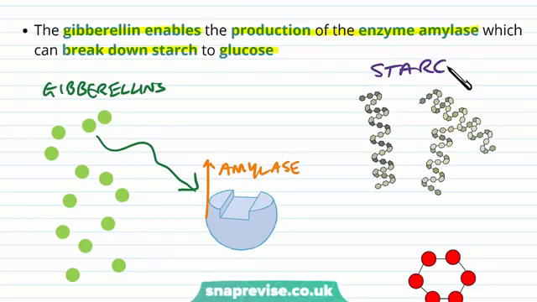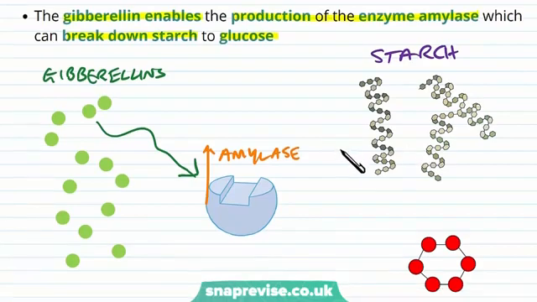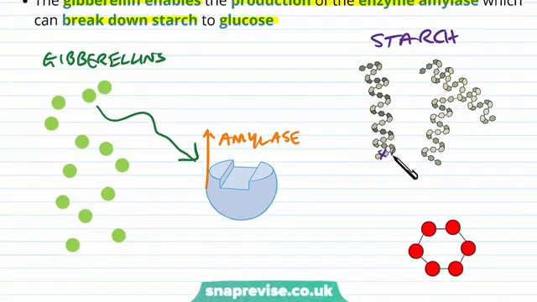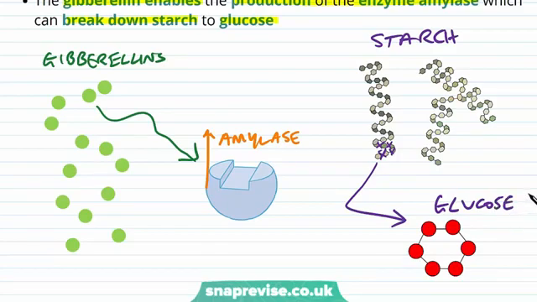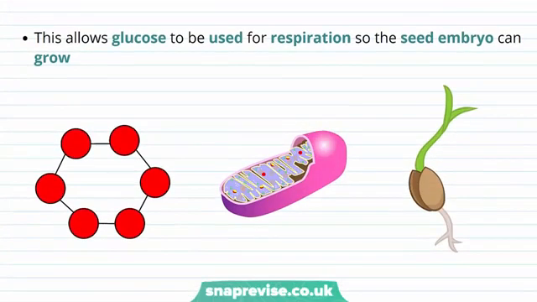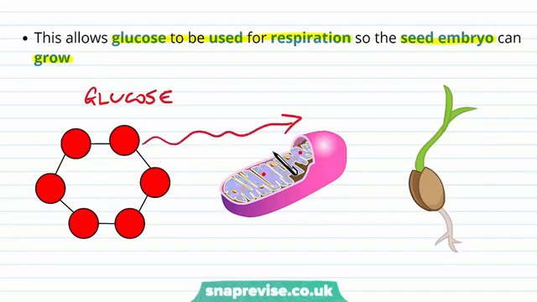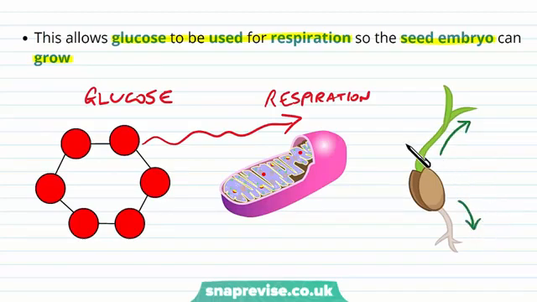So starch is a polymer of glucose, and in order to start growing, it needs to break the starch down into individual monomers of glucose, and that's carried out by the enzyme amylase. So now we can yield glucose, and the seed can use this in respiration. And as the glucose is used in respiration, the seed embryo can then begin to grow into a fully fledged plant. So glucose goes through all the steps of respiration through the mitochondria, and as energy is released, the seed is allowed to grow and germinate and grow into a fully fledged plant.